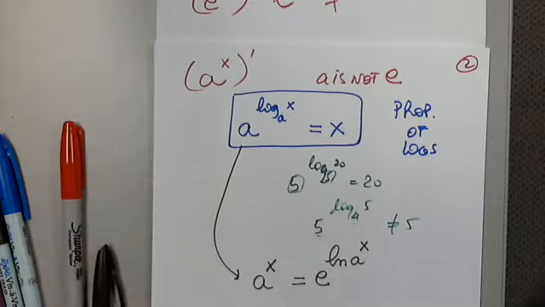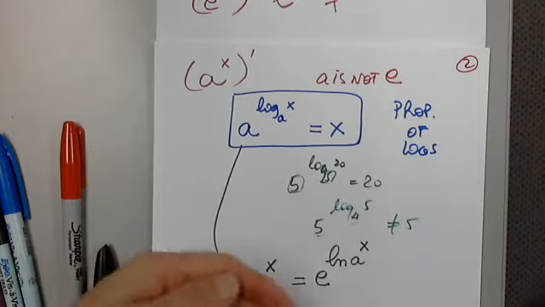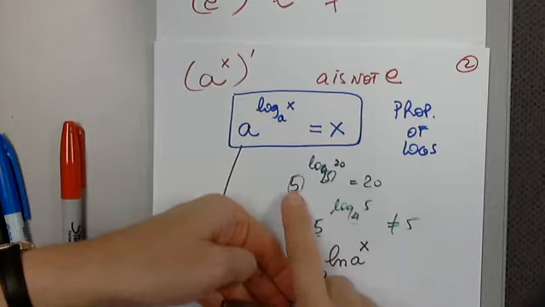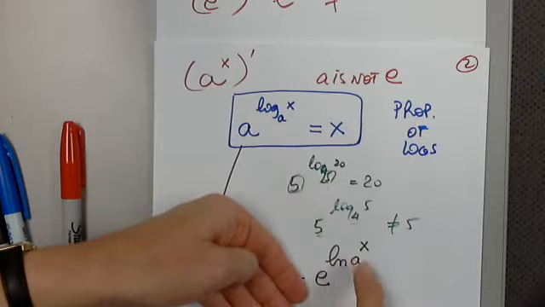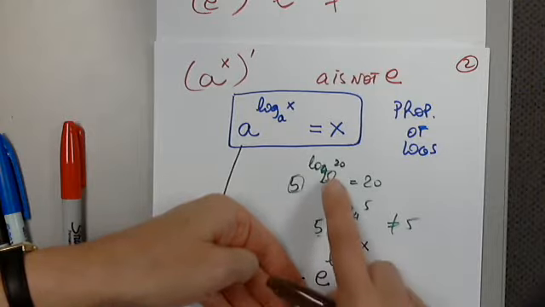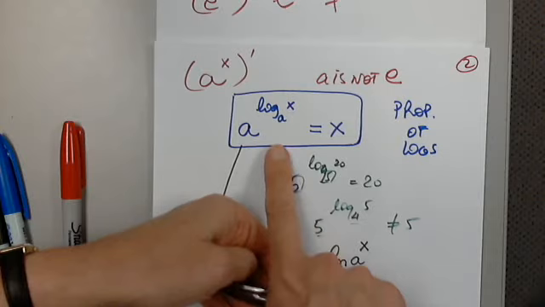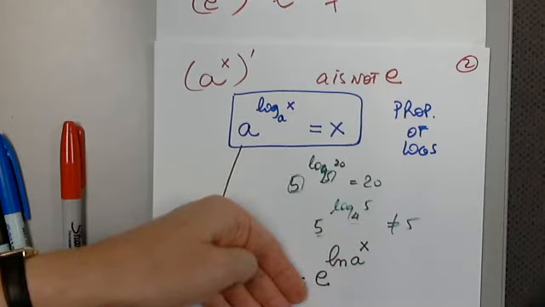Let's see if this is acceptable. Forget about this side for a moment. What will this equal to? E raised to natural log, which is base, the same base, of a to the x. What will this equal to? Right, by this property. Do we see it?